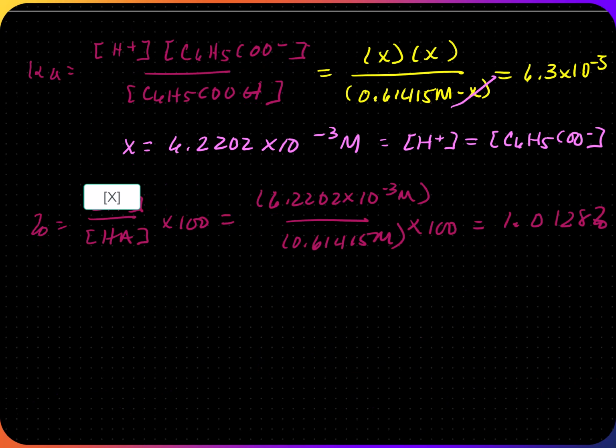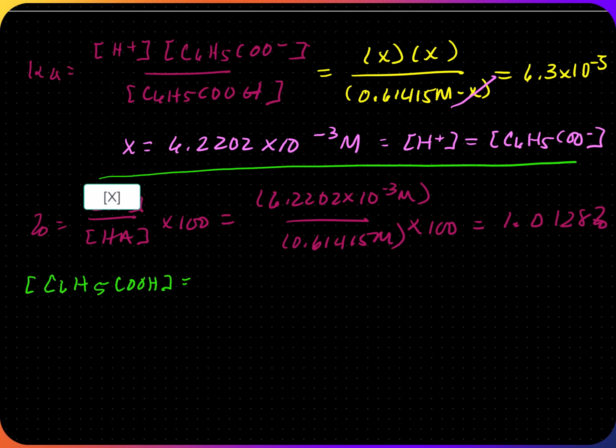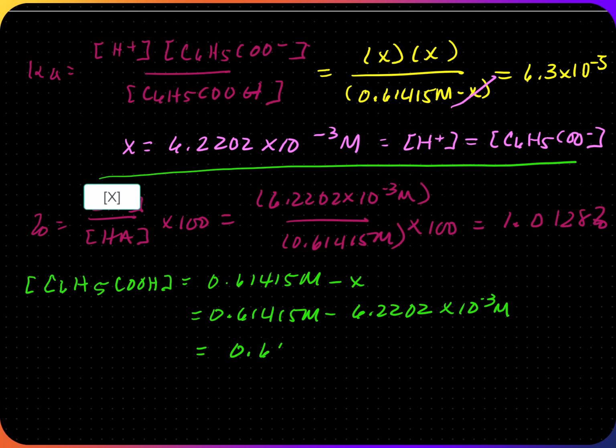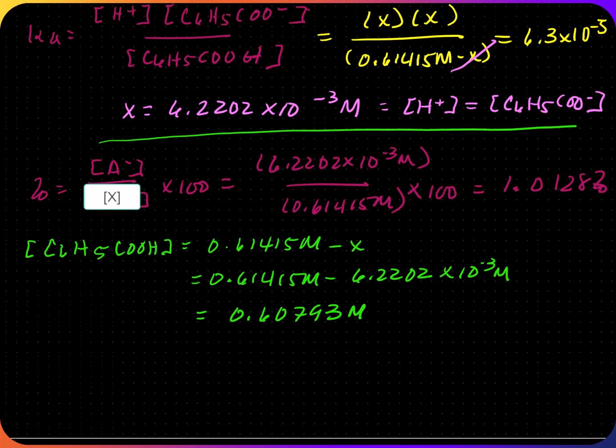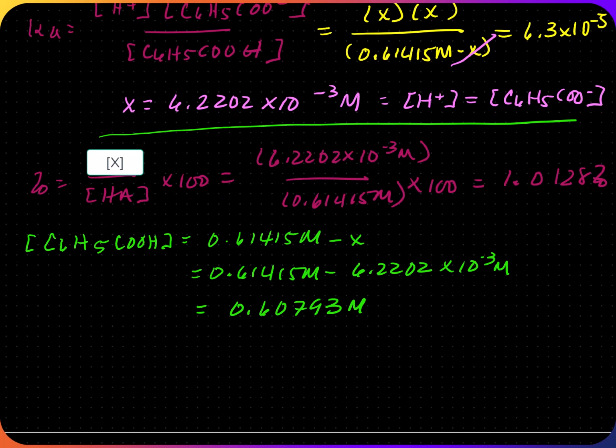So the H plus and the anion, and my benzoic acid at equilibrium, was 0.61415 molar minus X. So if I substitute in minus 6.2202 times 10 to the negative third molar, this equals 0.60793 molar. Now we need to find the pH and pOH.